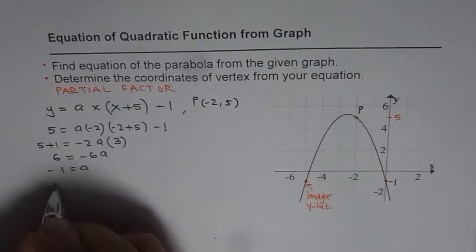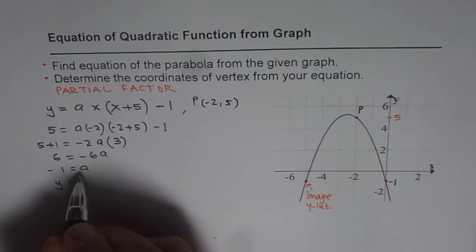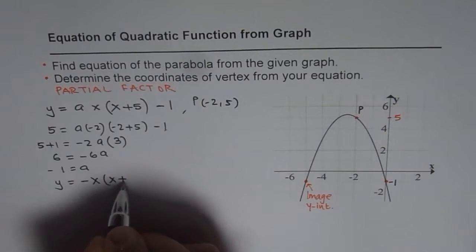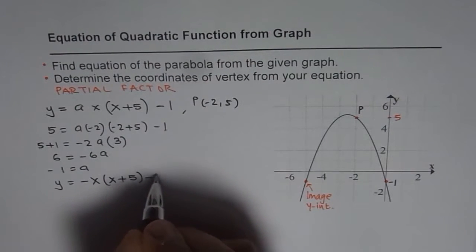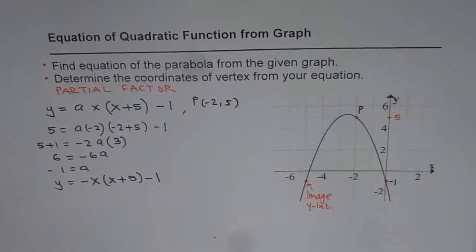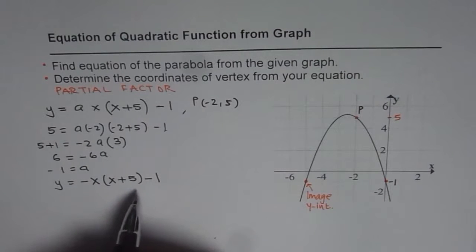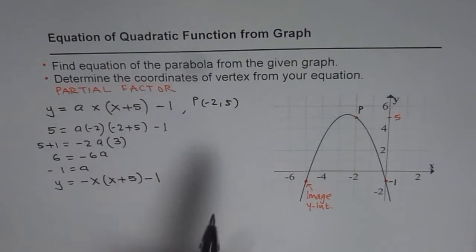So we can write our equation as y equals, since a is -1, minus x times (x plus 5) minus 1. So that is a quadratic equation. If you multiply and expand, you get a quadratic equation. Before going there, I'll do part 2 first, and then we'll expand and write it in standard form.